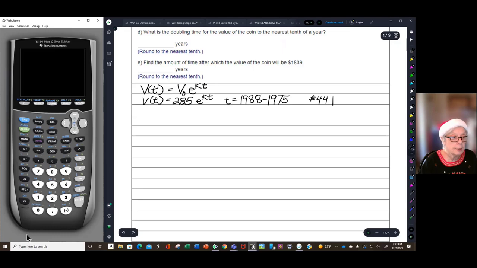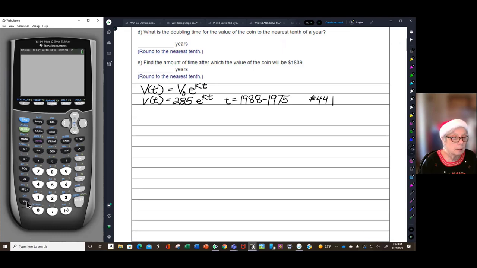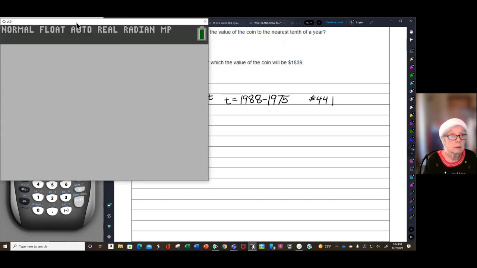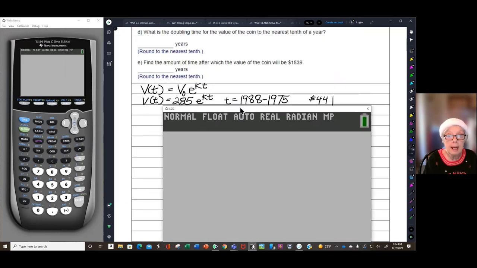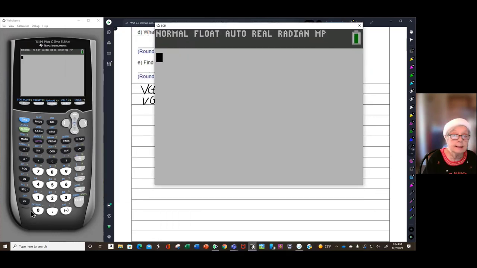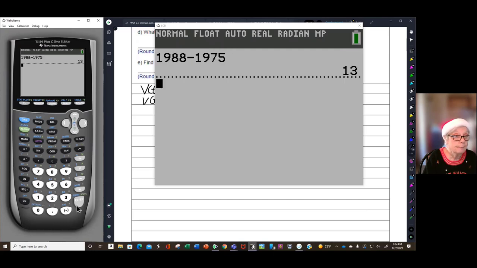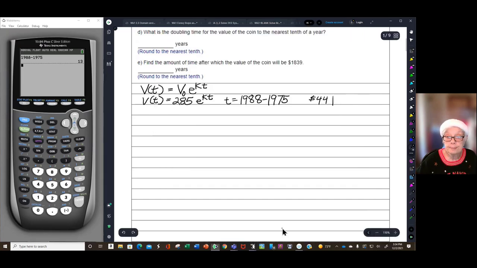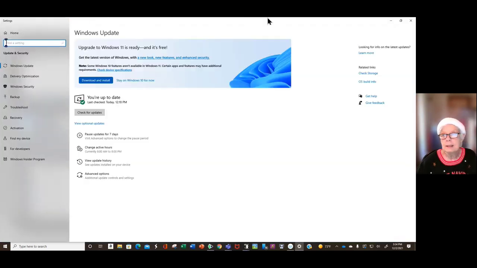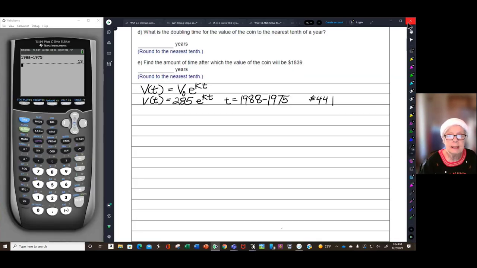So we go to our calculator, punch it a few times to get it to wake up. And we say 1988 minus 1975. 1988, of course, if we were doing it on paper, we would have found it out by now. 1975. It's 13 years. Okay. No, I don't want a Windows update. Not now, please, not now.